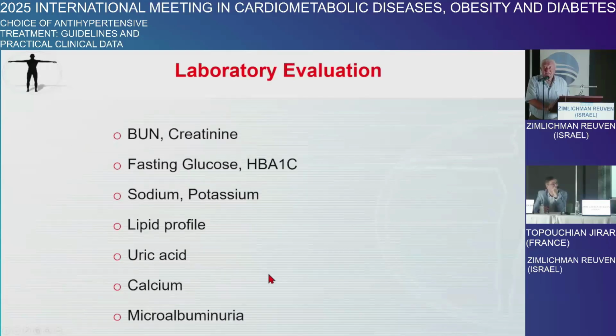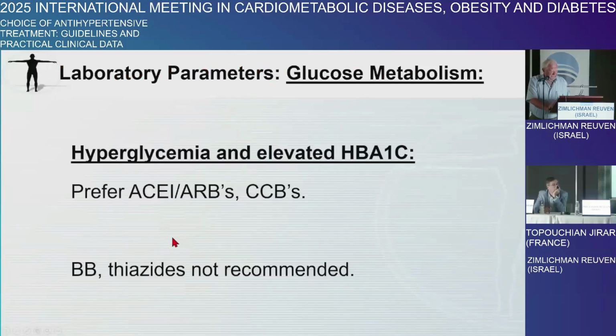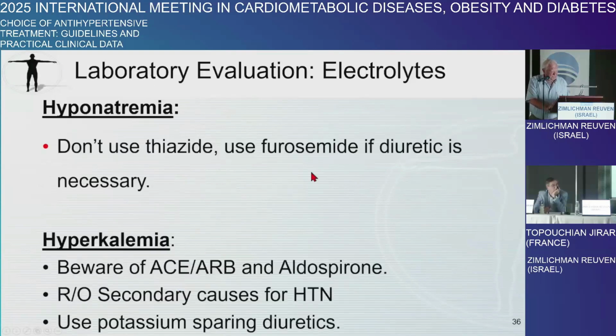Now, the must laboratory evaluation is kidney function, BUN, creatinine, and of course microalbuminuria, fasting glucose, sodium, potassium, lipid profile, uric acid, calcium. Those are the most important, and those will help us to decide which medication we are going to choose. For hyperglycemia and elevated HbA1c, we prefer ACE or ARB and CCBs. Beta blockers and thiazides are not recommended for obvious reasons. For hyponatremia, don't use thiazide. If you have to use a diuretic, furosemide is safer.